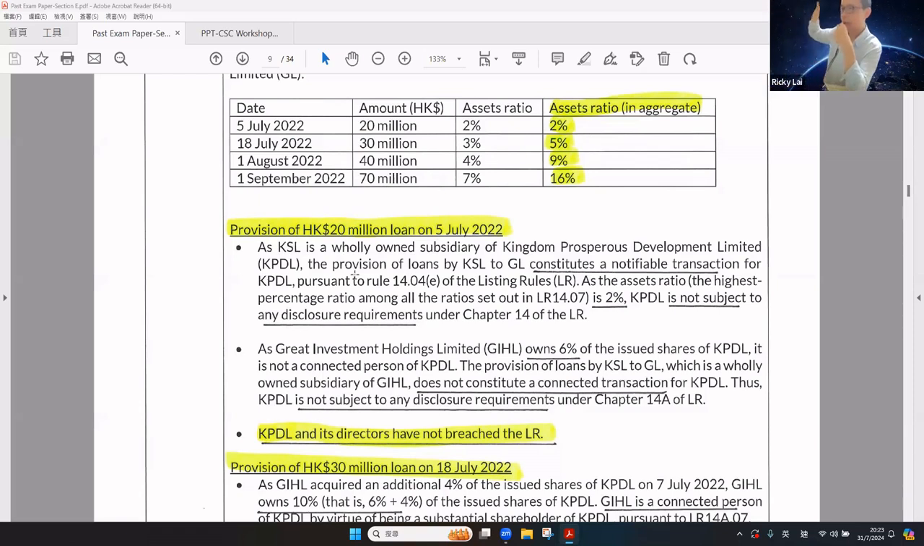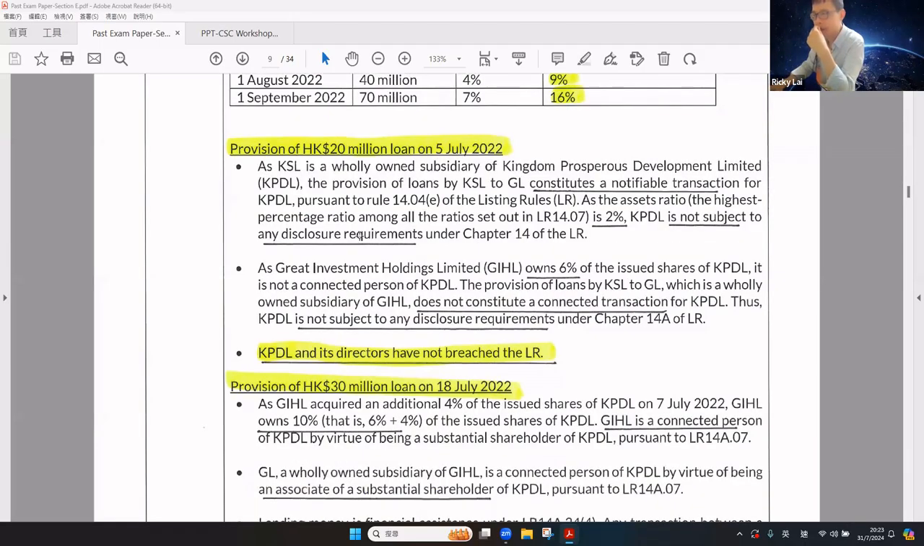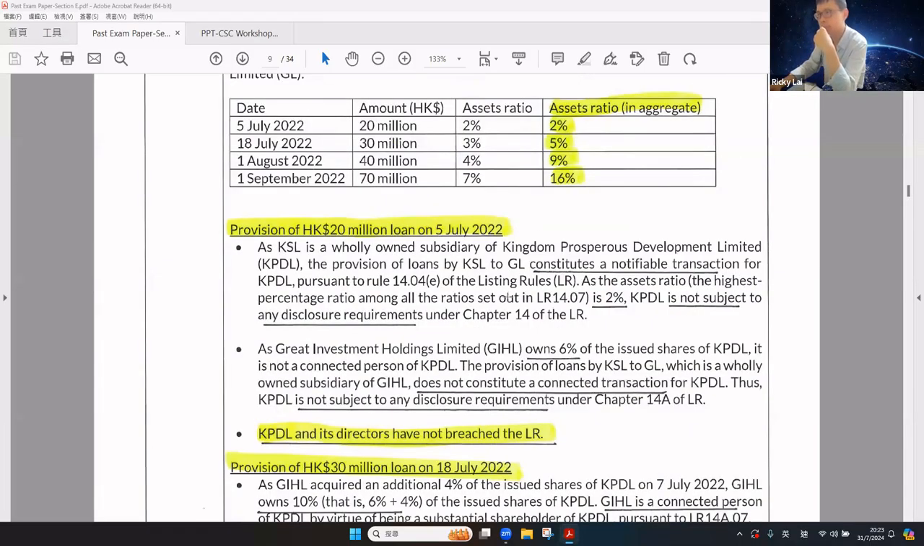Apart from Chapter 14, how about 14A? Is it a connected transaction? The contracting party owns only 6% in the listed company, so it is not a connected person. The provision of loan by KXL to GL, which is a wholly owned subsidiary of the listed company, does not constitute a connected transaction. Therefore, the listed company is not subject to disclosure requirements under Chapter 14A. The conclusion is that the listed company and this director have not breached the listing rule. So the first batch of loan is very simple and straightforward.